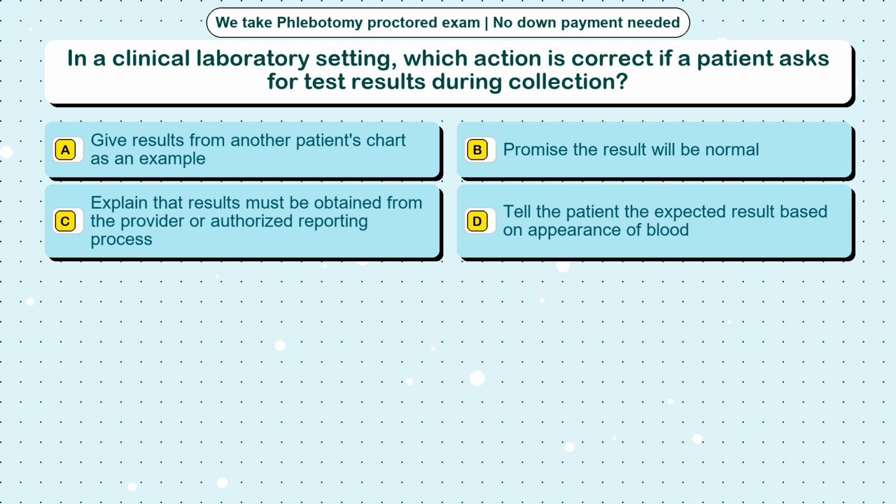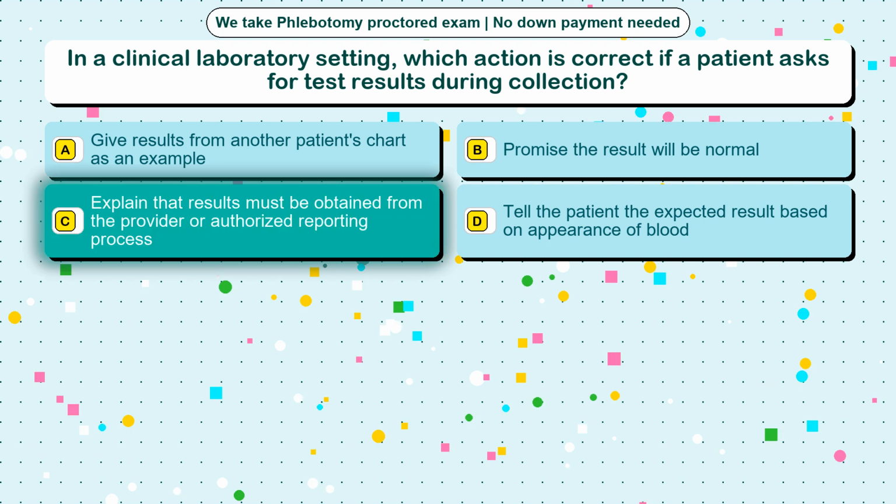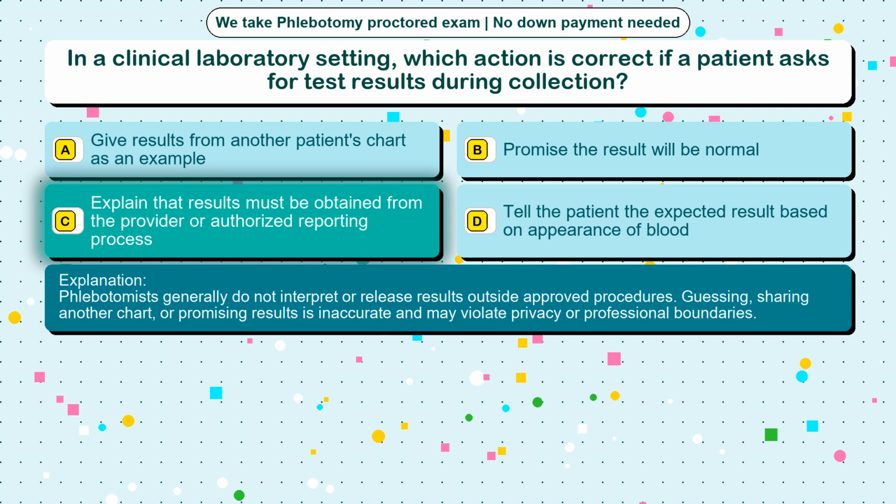Option D. Tell the patient the expected result based on appearance of blood. The correct answer is option C. Explain that results must be obtained from the provider or authorized reporting process. Phlebotomists generally do not interpret or release results outside approved procedures. Guessing, sharing another chart, or promising results is inaccurate and may violate privacy or professional boundaries.